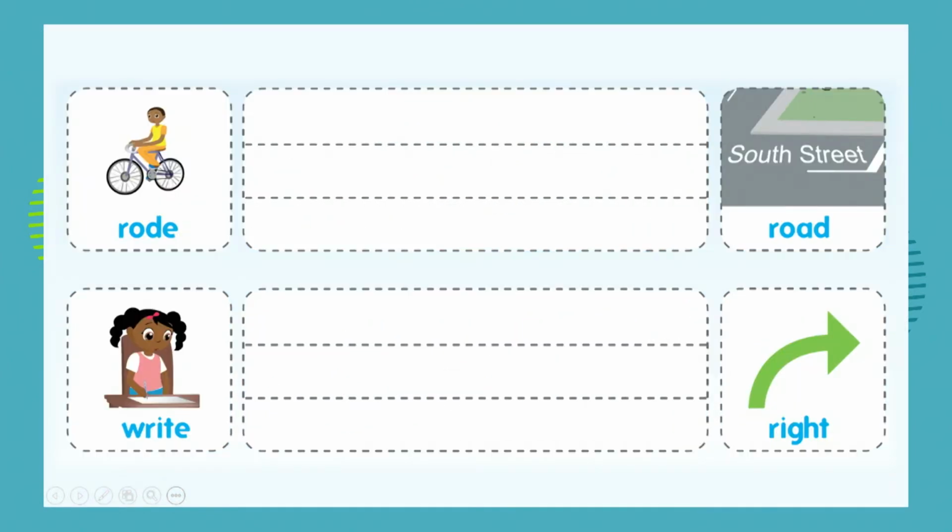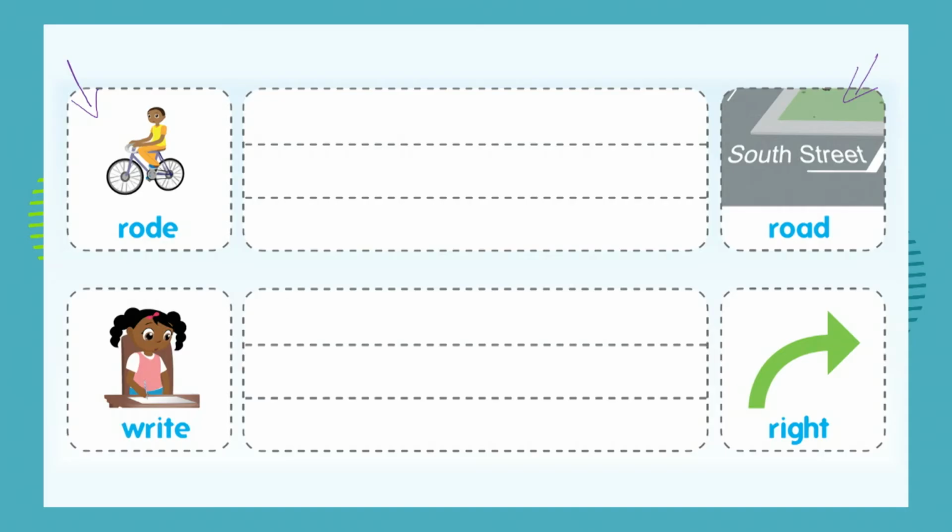So now we're going to look at road and rode. Now this one, R-O-D-E, is when you rode your bike, whereas the other road will be like the streets and where you drive your car. You drive your car on the road. So let's make a sentence with the first, rode.